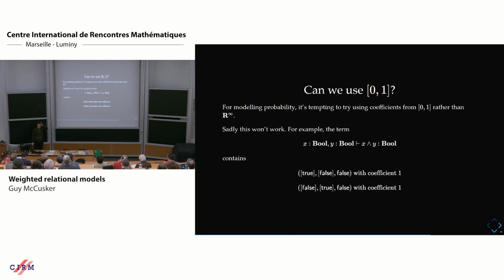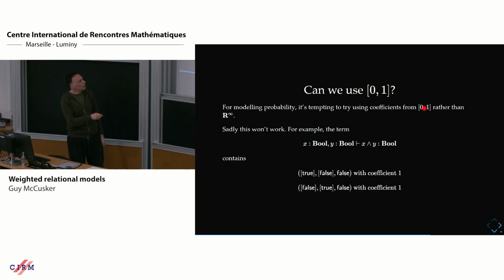Which raises a point. If you think you're modeling probability, you might think that you want to draw all your coefficients from the unit interval 0, 1. But that doesn't work. And the reason it doesn't work is the kind of quantitative aspect that we saw earlier. So here's a way of looking at this. Here is conjunction of two things, x and y. And this will produce false with coefficient 1 if you give it a true for x and a false for y, but also if you give it a false for x and a true for y.